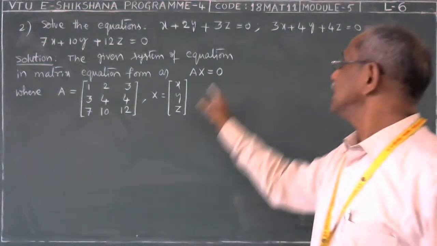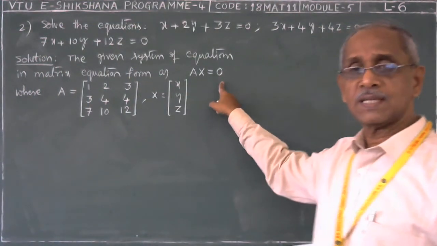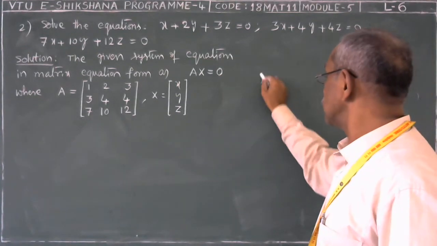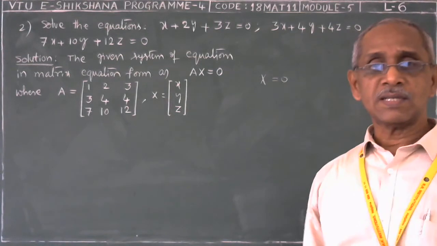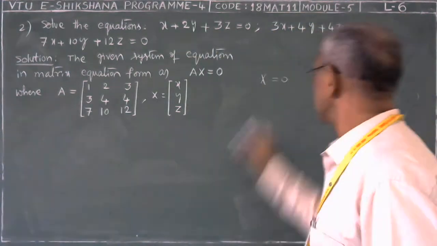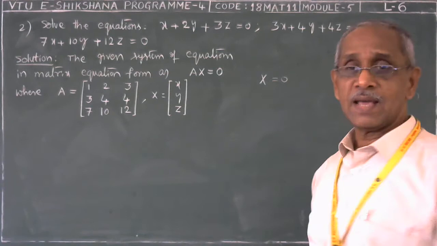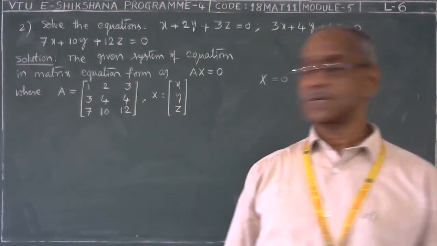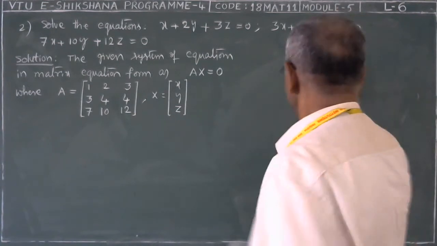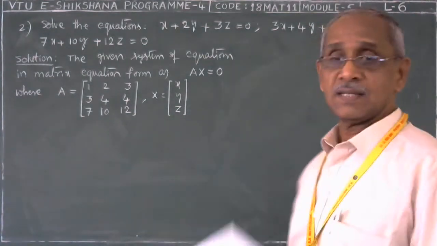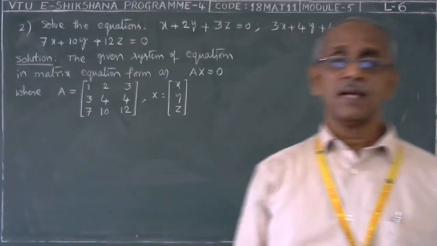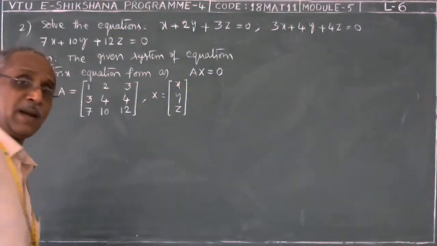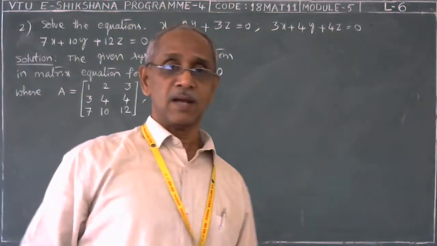So we know that system of homogeneous linear equations is always consistent because x is equal to 0 is always a solution of Ax is equal to 0. That is the trivial or zero solution. So let us verify whether this system has a zero solution or infinite number of non-zero solutions. Now let us reduce the matrix A to its echelon form.